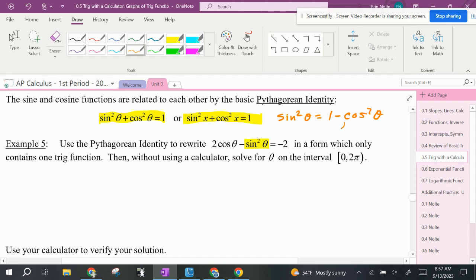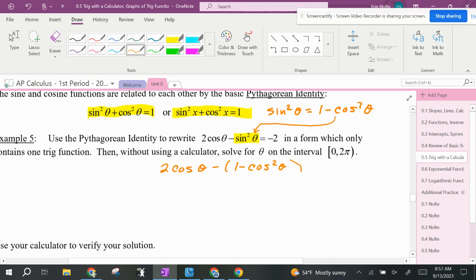Okay, so what I'm going to do is I'm just going to substitute that piece in. You got to be careful because there's a minus sign in there. So I'm going to go 2 cosine of theta minus 1 minus cosine squared of theta equals negative 2. So what do you think I would do at this point? So what kind of function do I have? It's a little hard to recognize. But it's a quadratic. Okay, so technically what I'm doing is I'm solving a quadratic that's in terms of a cosine.